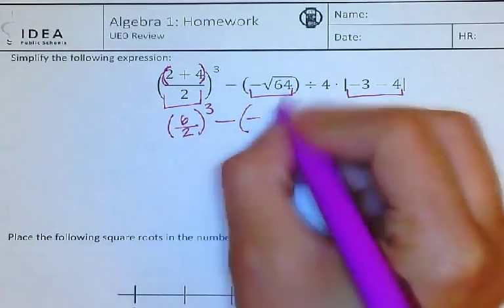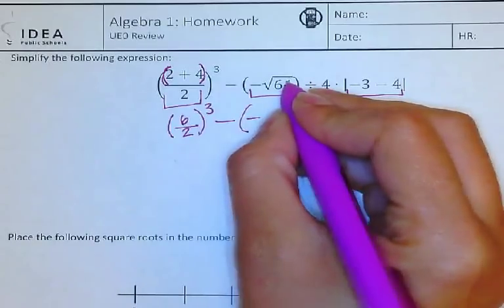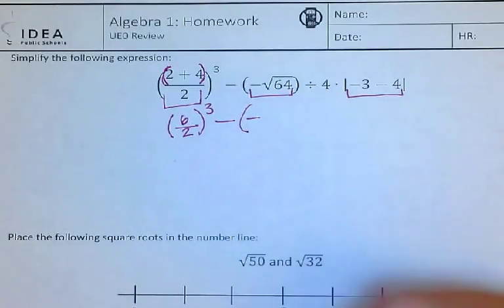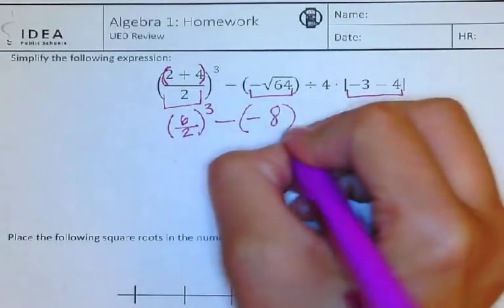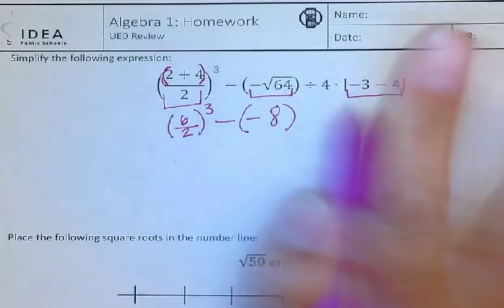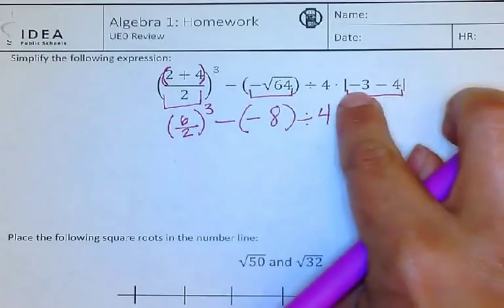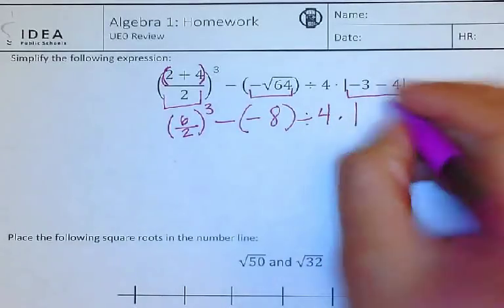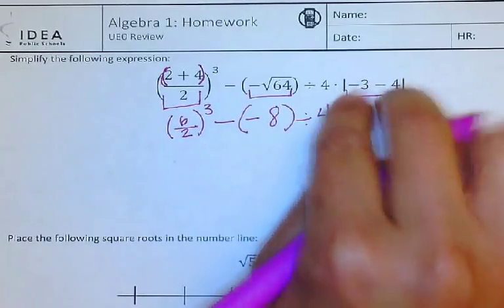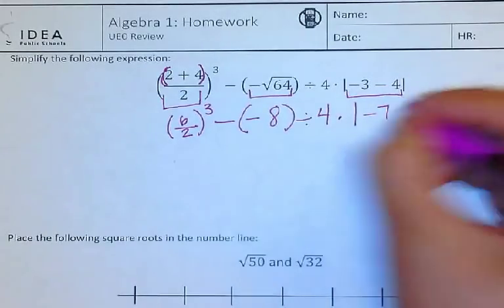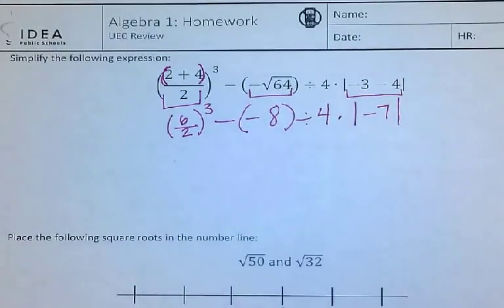That negative is still there, and I know that the square root of 64 is 8, because 8 times 8 is 64. Remember, that negative is there, so I'm not moving it. I copy everything else the same. And negative 3 minus 4, because they're both negatives, I add and keep the sign, so that would be negative 7, absolute value of negative 7.